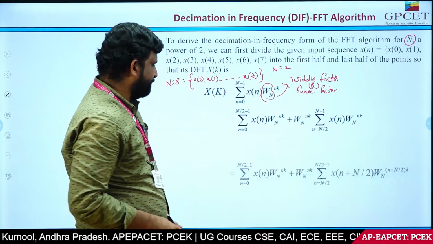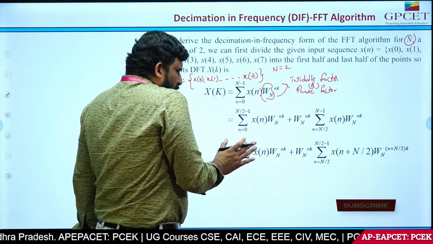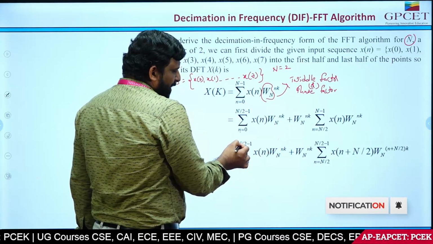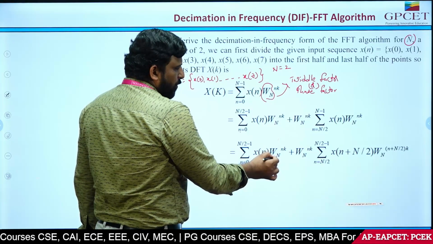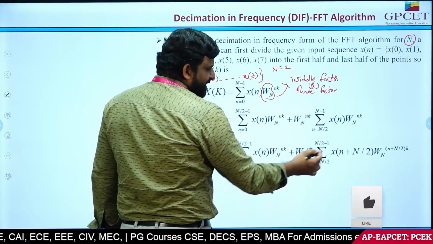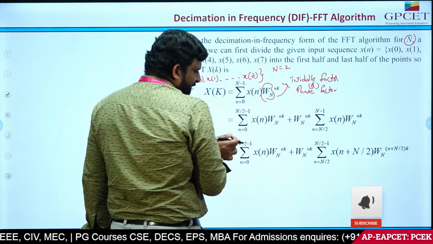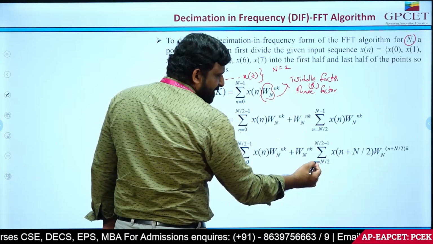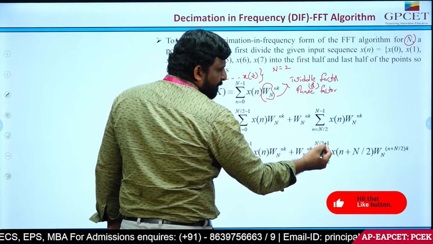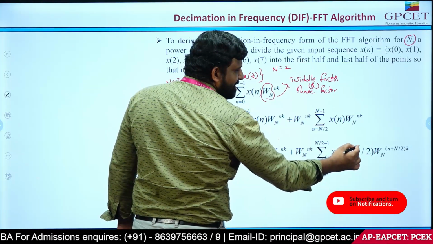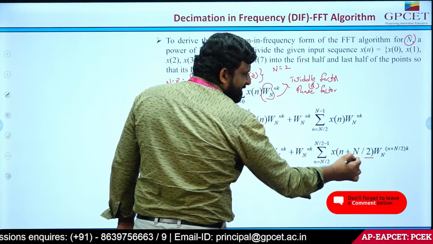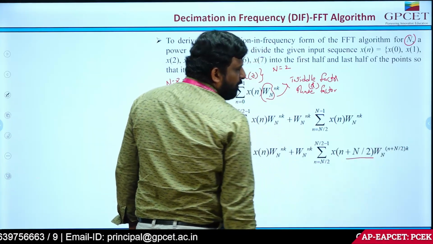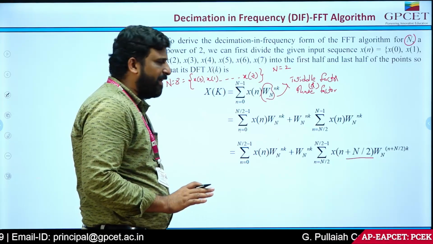Fine. Now, to get clarity about this first half part, n is equal to 0 to N by 2 minus 1 x of n W_N to the power of nk, and similarly the second half part: first half we have stopped at N by 2 minus 1, and next continuation n is equal to N by 2 to N minus 1 x of n plus N by 2. Okay, this is the second half part, W_N to the power of n plus N by 2 into k. So two half parts we have divided.